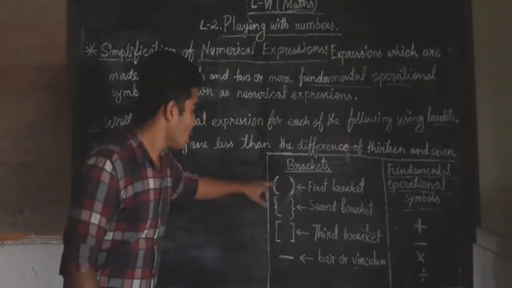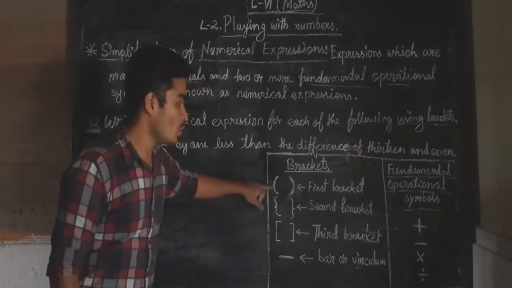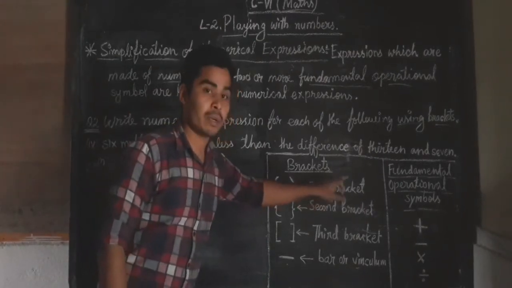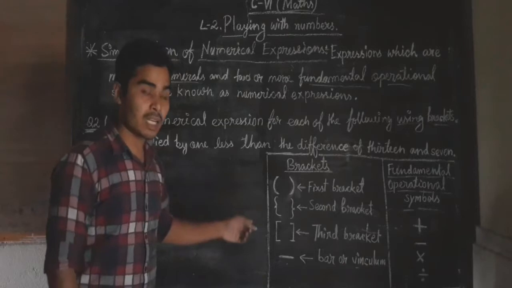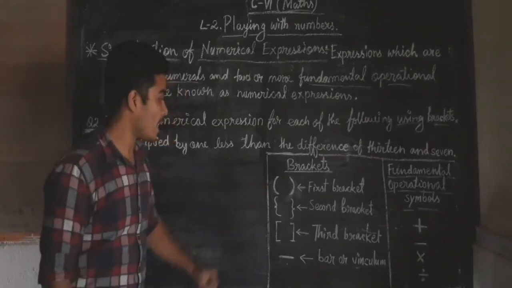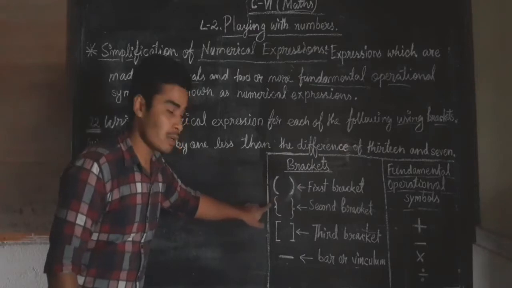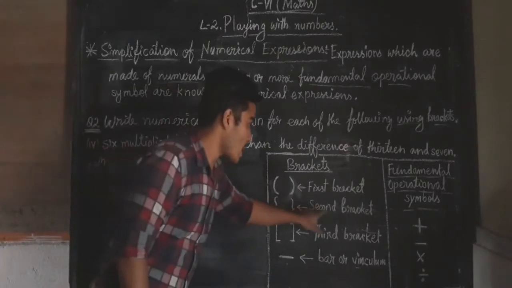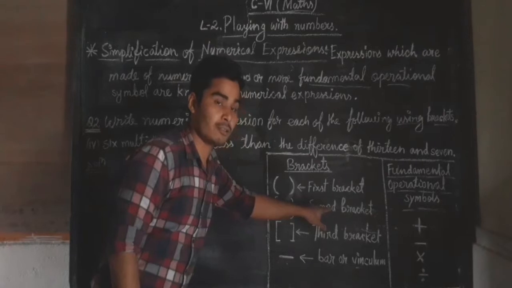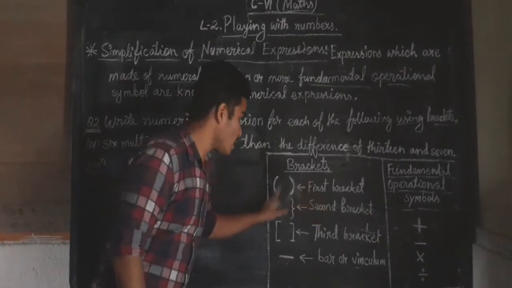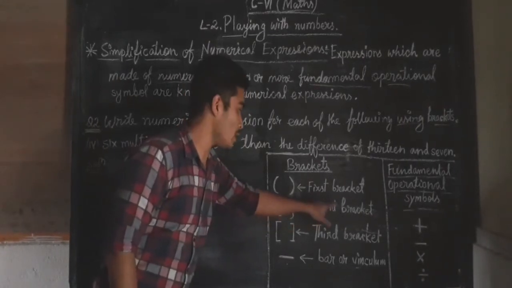Look at the board. This bracket is known as the first bracket or parenthesis. So in a numerical expression this bracket comes first. Next, this bracket is known as the curly bracket or second bracket. I am writing second bracket so that you can easily remember it. So second brackets normally you can use.